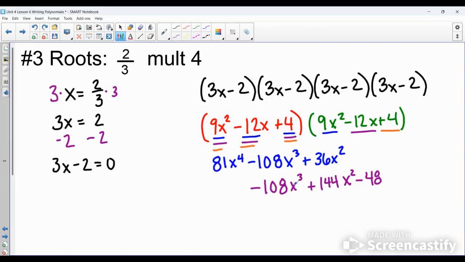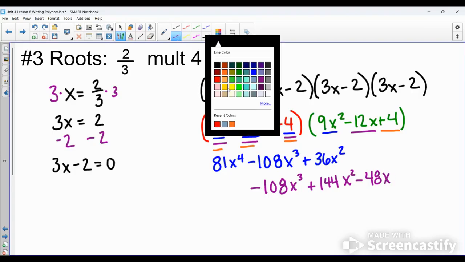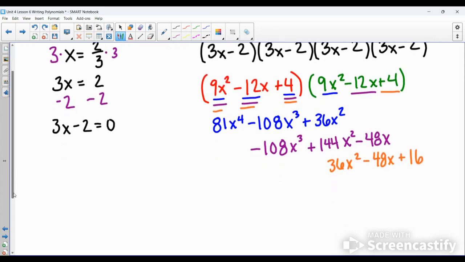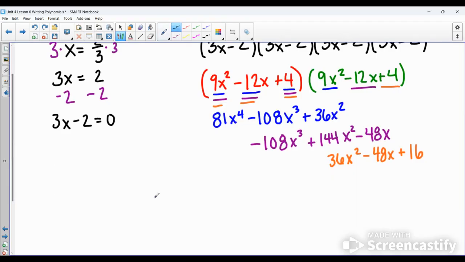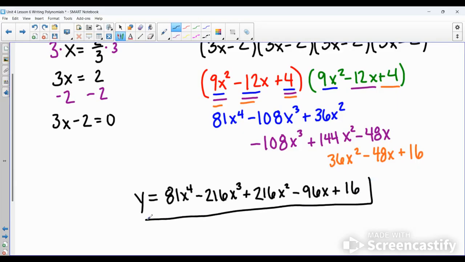I am setting these on top of each other just because if I were to set them side by side, they would potentially get lost in my work. So I do want to make sure that I don't lose any of these terms. I'm just lining them up under like terms so that I can combine like terms a little bit easier. So now I'll do the 4 times all of these terms. And then the last step is just to combine all the terms to get one polynomial in standard form. So this would be the polynomial that has a root of 2/3 4 times.